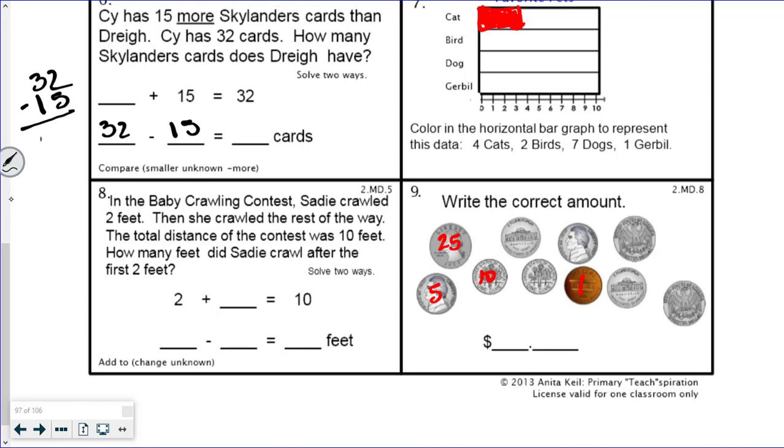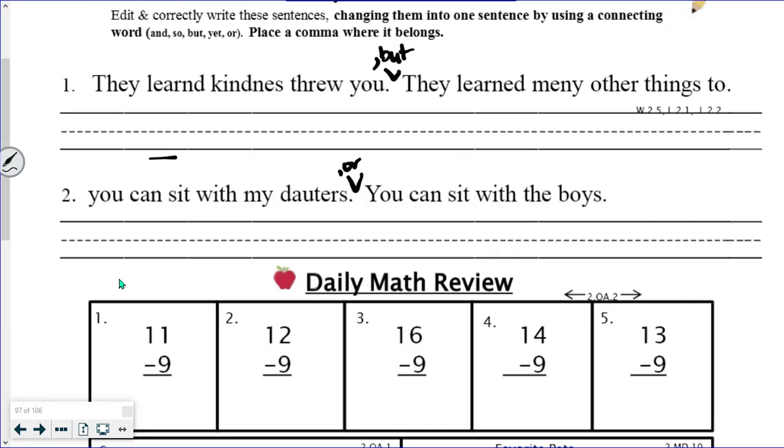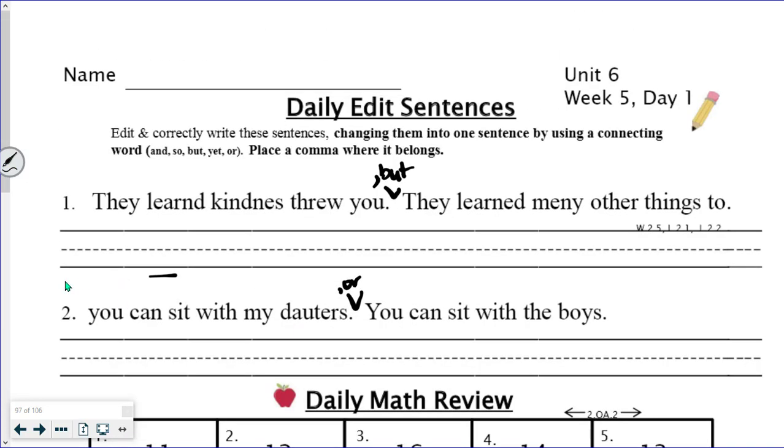All right, so let's start checking from the top. Now that you have all the problems done. Number 1, they learned. So there's the base word learn. We need to add ed, not just a d. So we're going to circle it because we know we need to spell it correctly. So learn, and then add ed.